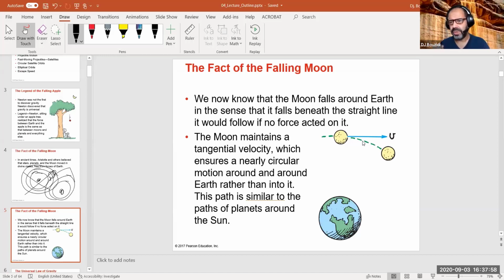The same thing, the reason why the moon is going around the earth is as if there is an imaginary rope holding it to the earth, and that imaginary rope is provided by the force of gravity. So that's basically how we explain this one. As it's going to move in one direction, it falls just enough to stay in orbit. It falls just enough to stay in orbit.